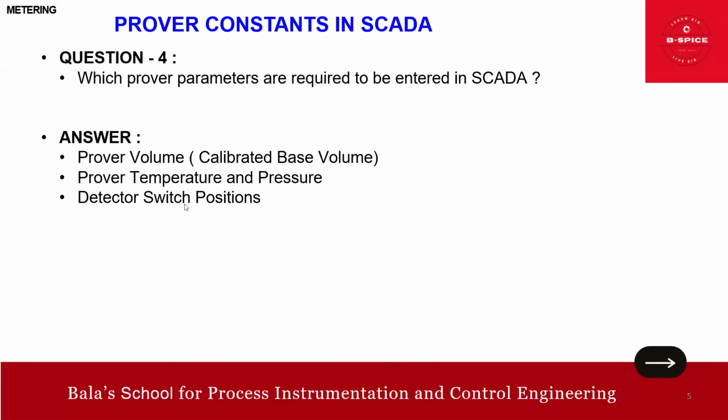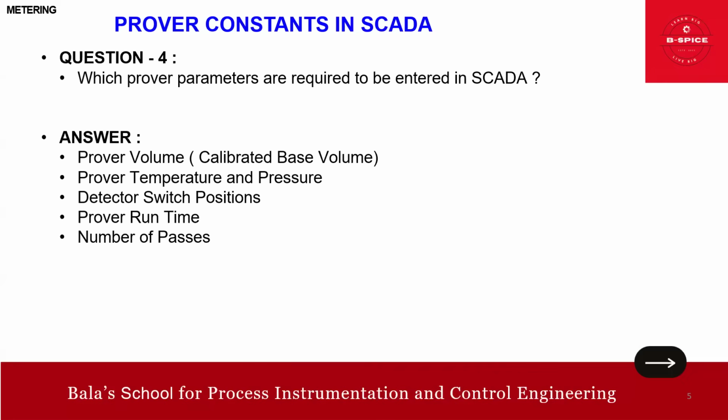Okay. Then also the prover runtime, basically runtime in the sense time taken for the prover sphere or piston to travel between the detectors. Okay, right? So this also we need to enter because this is used to calculate the flow rate and meter factor. So meter factor, in fact, I already talked about, right? So if you have any doubt, you can also watch that video on meter factor, right?